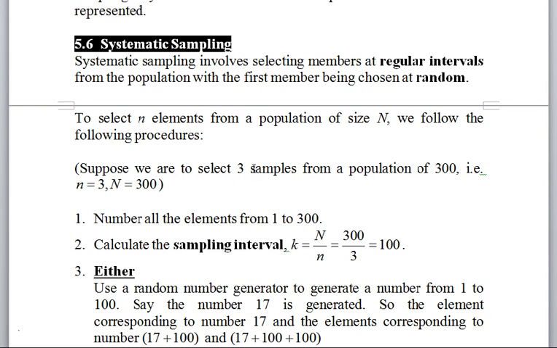Now these are different numbers, let's practice. Suppose now we have 1 to 300. 1, 2, 3, 4, all the way to 300. And you want to pick 3, that means you want to choose 3 samples only. How do I do it? First, I decide the sampling interval. Because I need only 3 samples, I take 300 divided by 3. I have 100. That's the sampling interval.